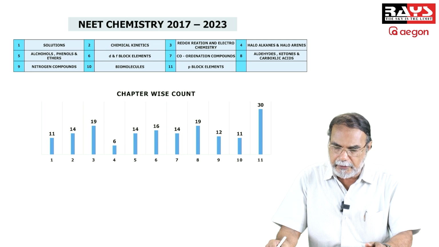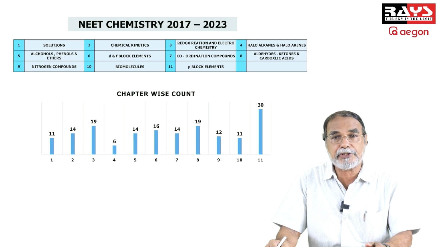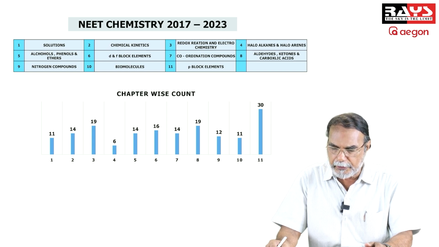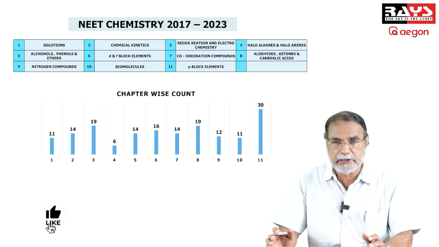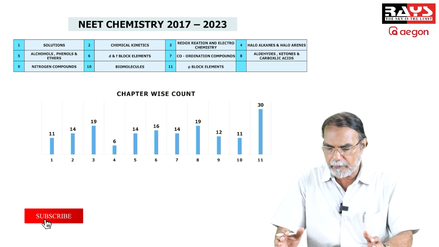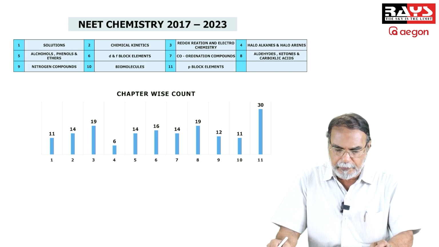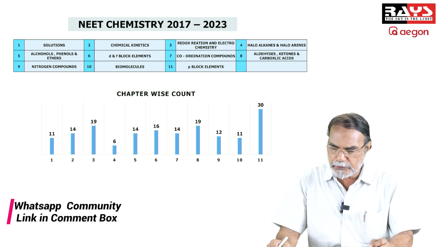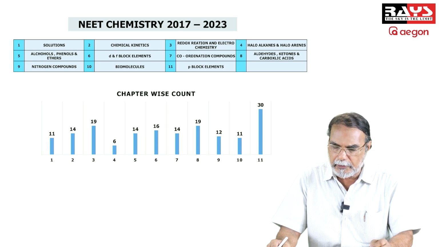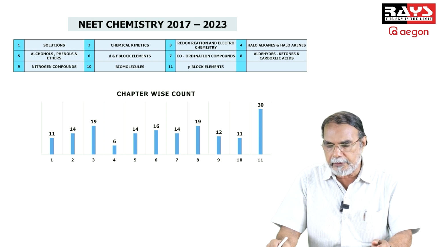And remember, on D and F block elements, as many as 16 questions in the previous question papers. On coordination compounds, 14 questions. Aldehydes, ketones and carboxylic acids. Of course, it's a very wide chapter, and as many as 19 questions. And on nitrogen compounds, as many as 12 questions. And biomolecules, 11 questions. And P block, as many as 30 questions. And there the number is quite large.